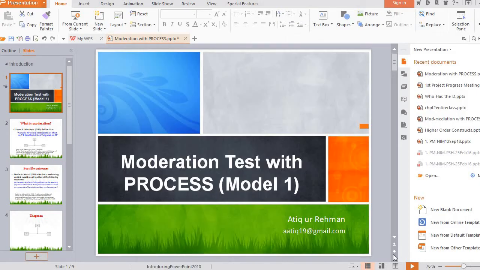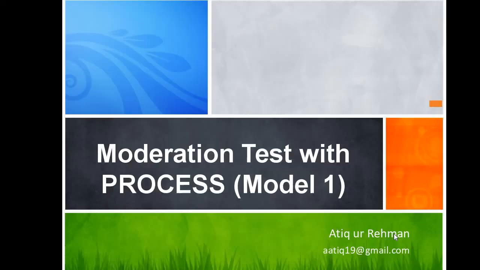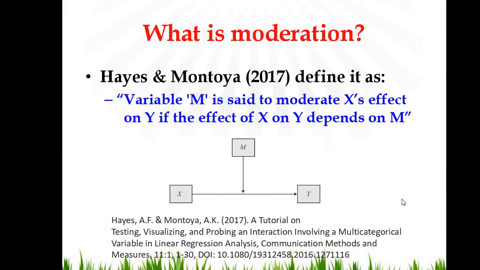Now let's understand what is moderation. According to Hayes and Montoya, variable M is said to moderate X's effect on Y if the effect of X on Y depends on M. In other words, if the causal relationship between X and Y is affected by M, then we say there is moderation.